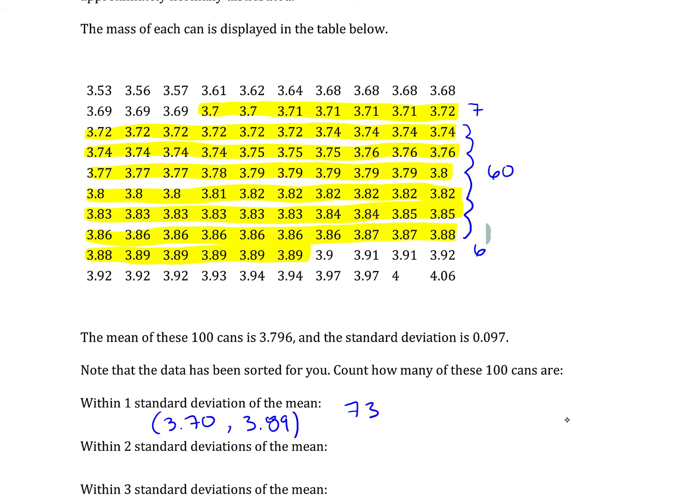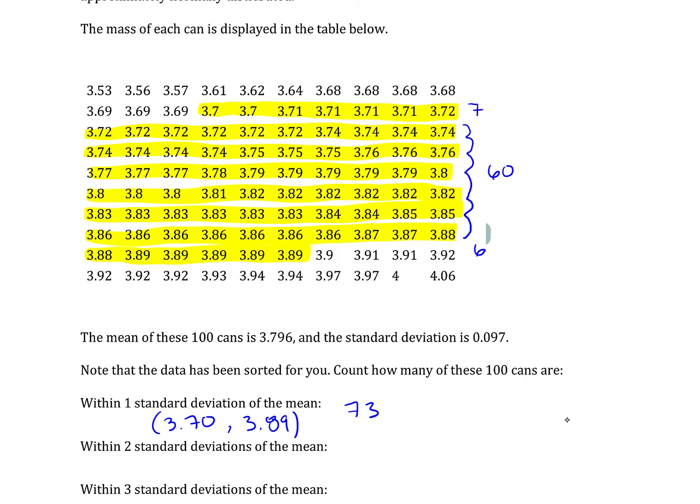Now, the empirical rule tells us that we should expect about 68% of our data within one standard deviation. So this is close. It's within reason. 73 is close to 68. It's a little larger than I would expect, but I don't think it's far enough out of range to say that this data wouldn't be normally distributed. Let's look at the rest.